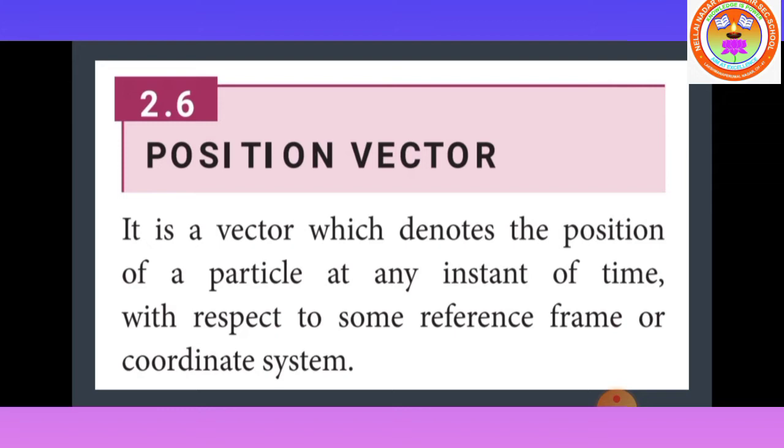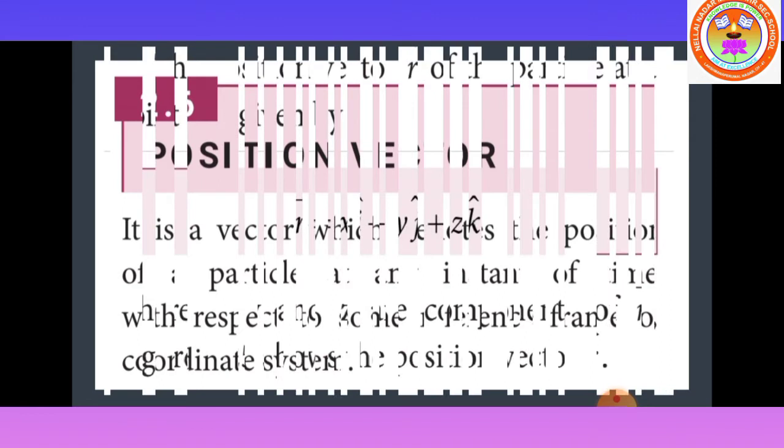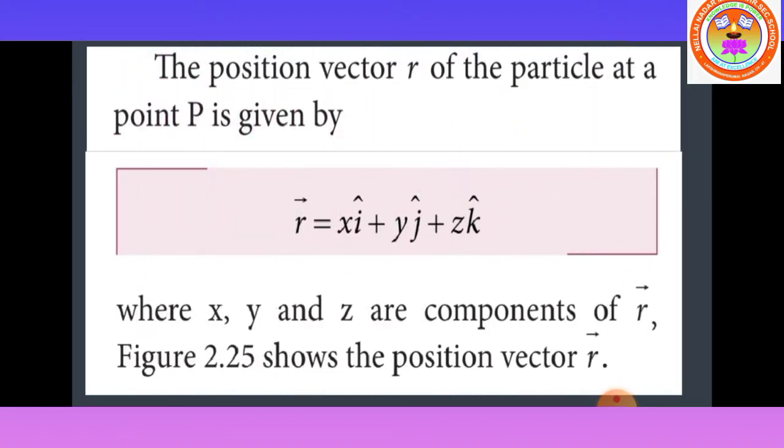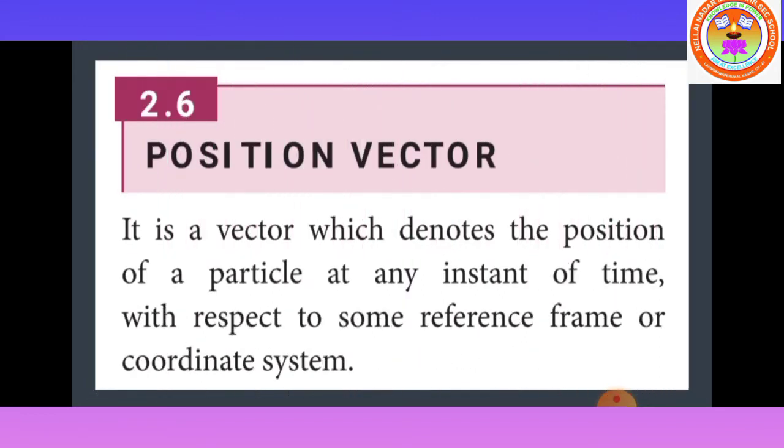What is a position vector? It is a vector which denotes the position of the particle at any instant of time with respect to some reference frame or coordinate system. Okay, we can use the Cartesian coordinate system to explain the position of the particle. So that vector is called position vector.